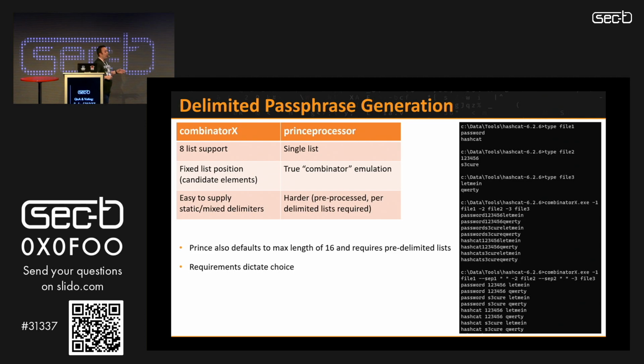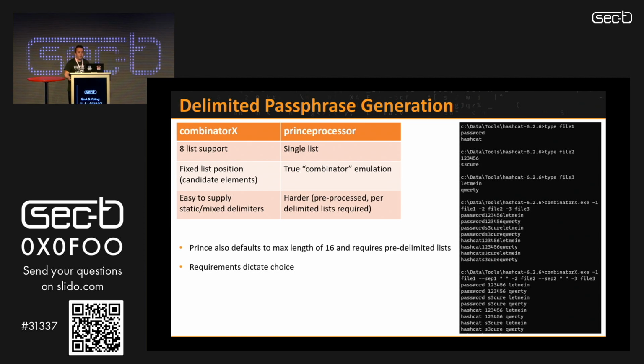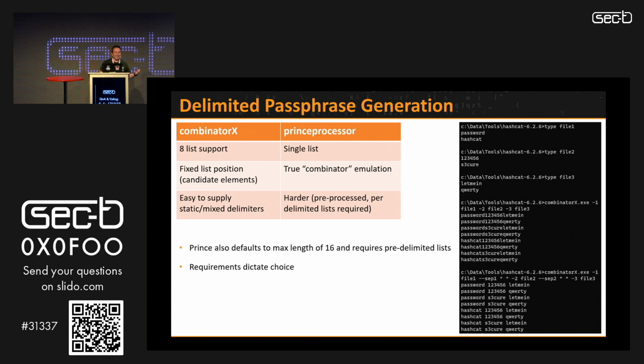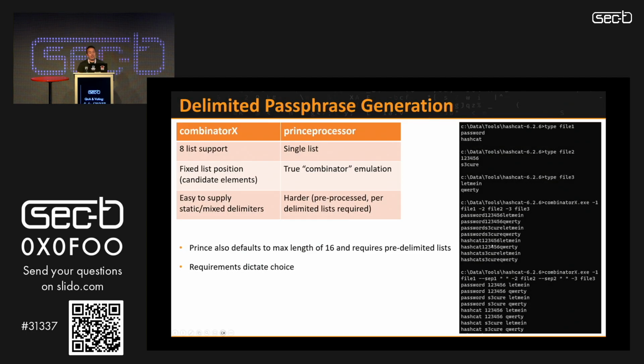Another example, though, is combinatorX, which is in the hashcat-utils, if you download that. And it does have some advantages. It supports up to 8 lists. You can see in the example here, we've taken 3 basic word lists, file 1, file 2, file 3, each of which only contain 2 candidates. We can just assign those in Combinator with -1, -2, and -3, and you'll see exactly what it does. It generates, in this instance, 3-element passphrases easily.